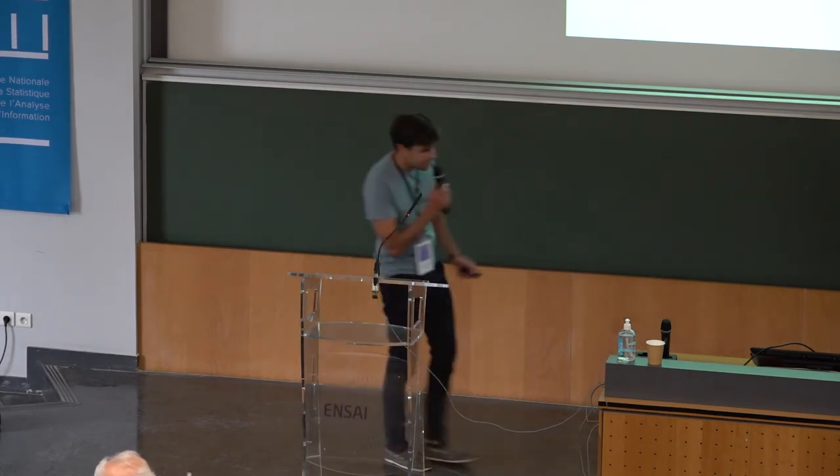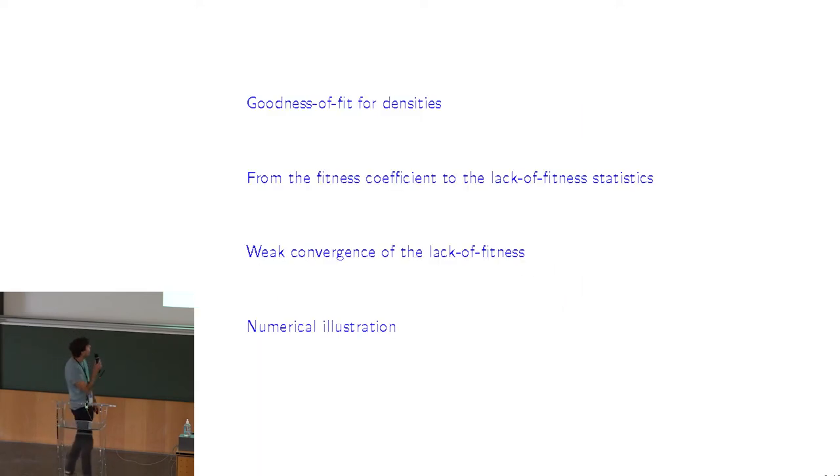Here is the outline of the talk. First, I'm going to introduce the mathematical background, which is related to goodness of fit for densities. Then I'm going to present the fitness coefficient, which was introduced in the 80s by Olkin and Spiegelman, and our aim is to revisit this idea in order to build statistics allowing us to do goodness of fit. Then I will present our main theoretical result, the weak convergence of that statistic. Finally, a brief numerical experiment will be presented.